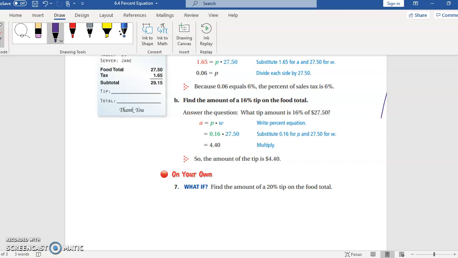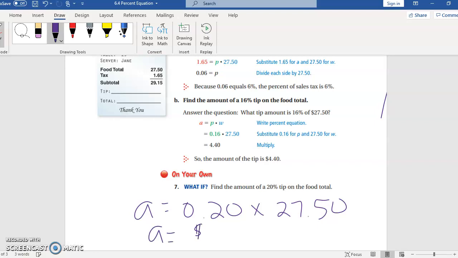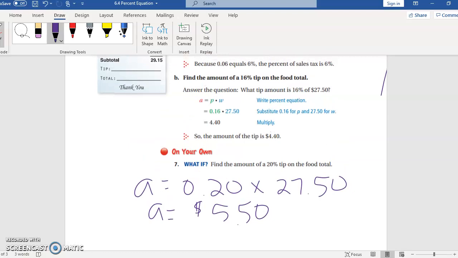So here, number 7 says, find the amount of a 20% tip on the food total. So you'd be asking yourself, what tip amount is 20% of 27.50? The percent is 20%, so that's 0.20 times the whole, which is 27.50. So if I take 27.50 times 0.20, I get $5.50 would be my tip. All right, there we go. That is the percent equation.